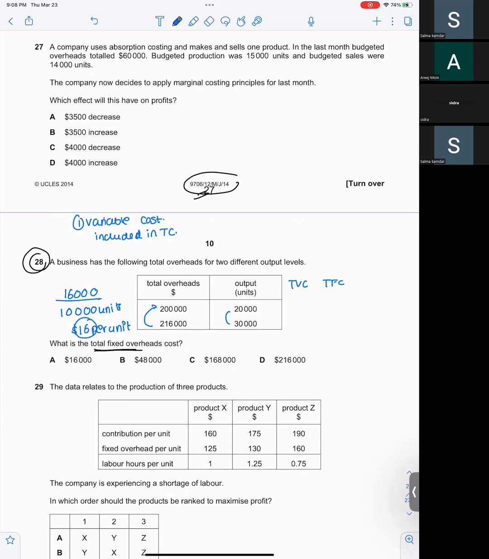So what is the total variable cost? 1.6 on 10,000, which is 16,000. Yes, it's 1.6 per unit. Yeah, even I'm getting 1.6 per unit. So now, what is the total variable cost? 32,000.